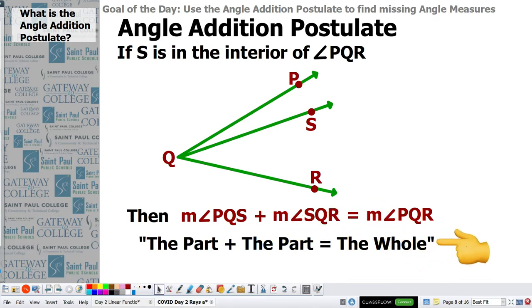And again, this seems so obvious, and this is why we call it a postulate. It hasn't been proven. It probably can't be proven. It's too much of a basic fact, but it is so obvious that we know it's true. That's what a postulate is. The part plus the part equals the whole thing.